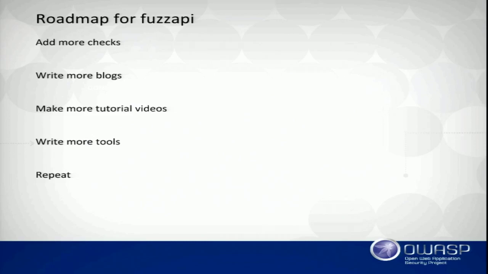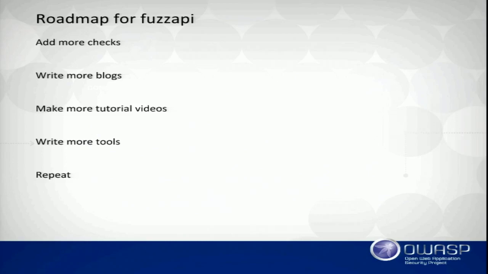And yeah, the roadmap that we have for fuzzapi is pretty straightforward. We want to add more and more checks. We want to write more blogs so that it will be easier for you to install stuff, like I mentioned, probably with Jenkins or with TeamCity and stuff like that. We want to make more tutorial videos because it might be easier for you to follow videos, because I personally like videos more than blogs.